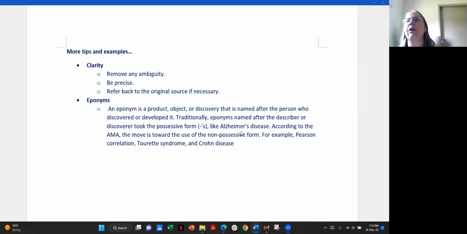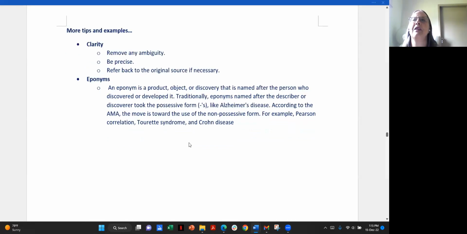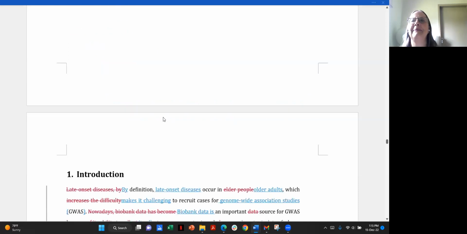But now, according to the AMA, the move is toward the use of the non-possessive form. So you would then say Pearson correlation, Tourette syndrome, Crohn disease. It's still something I'm even getting used to because it just sounds wrong. We've been brought up saying it with an apostrophe and being possessive, but it is something now. It sort of just polishes your paper at the end if you can put things like that in. So let me show you some examples.